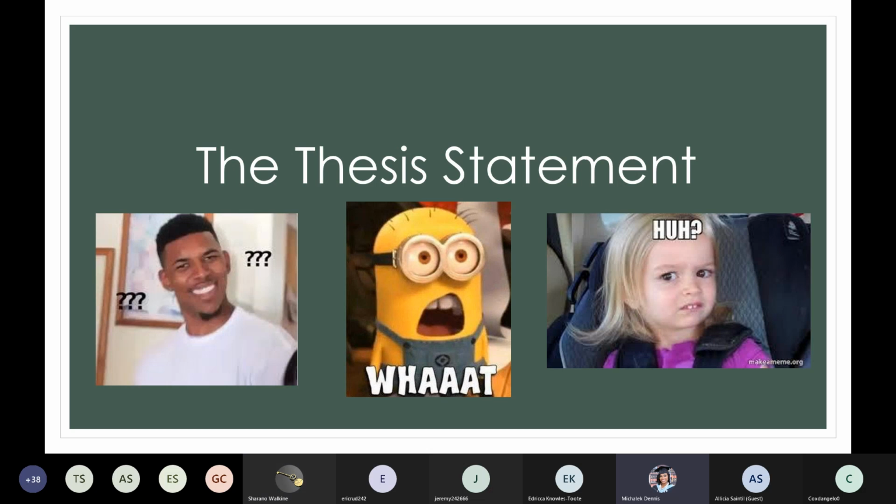And the reason I think Mr. Joaquin put these different pictures is because this is exactly what your face looks like when we say thesis statement. Some of you are like, what? Some of you are like, huh? And the reason why we're going over it is because a lot of you were like, what are you talking about? Good pictures, Mr. Joaquin.